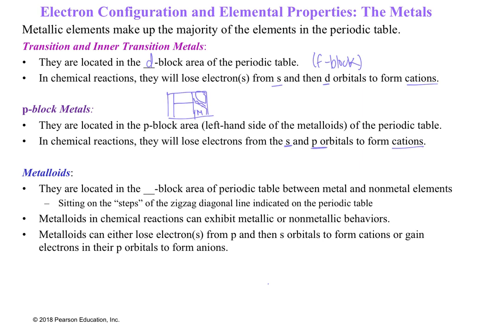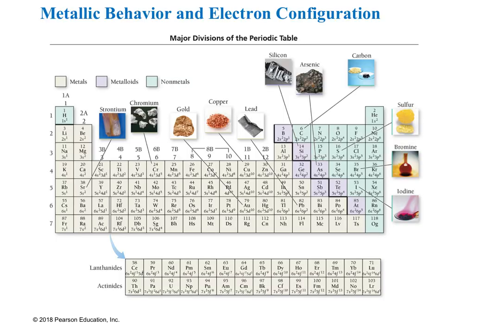Metalloids, we talked about on the zigzag. They are right here, right? They're located in the p block area. And they can act like either metals or nonmetals. They get used in things like superconductors, and they can conduct electricity similar to metals, but then they also have some nonmetal type properties. And so when they do lose electrons to form cations, they do that from their p and s orbitals, or they could also gain electrons into their p orbitals to form anions.